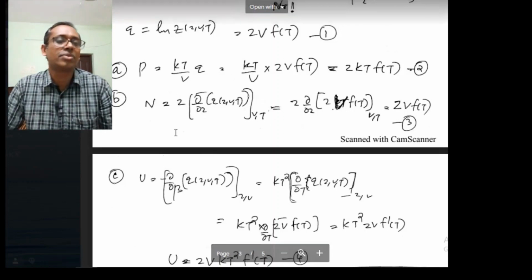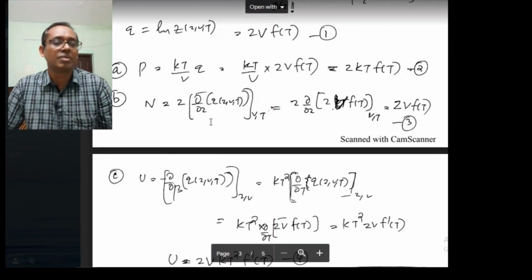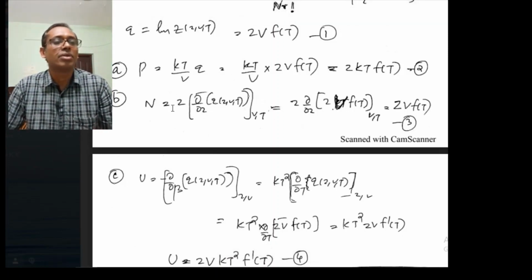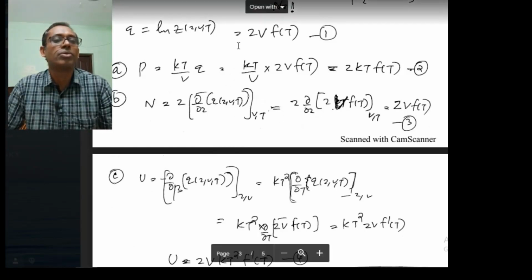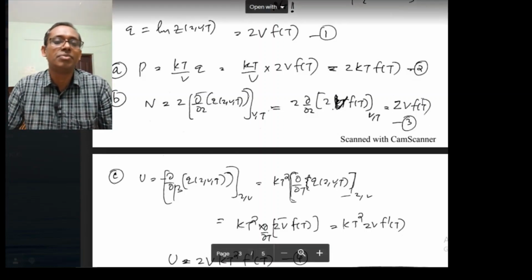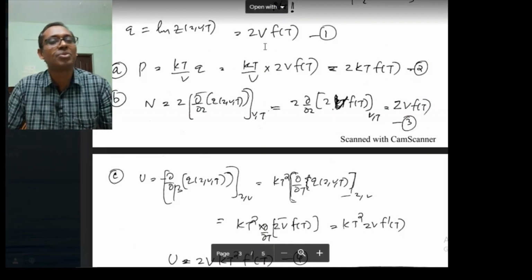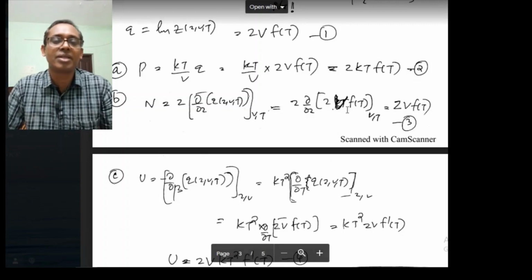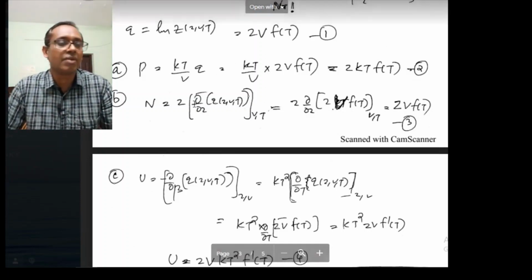This is the equation in terms of the partial derivative with respect to z: z ∂/∂z of Q. Q we have got as zVf(t), and we plug that in here. So we will get zVf(t) here, which is the same as the Q potential. So the average number of particles has an expression the same as the Q potential. So that we have determined.